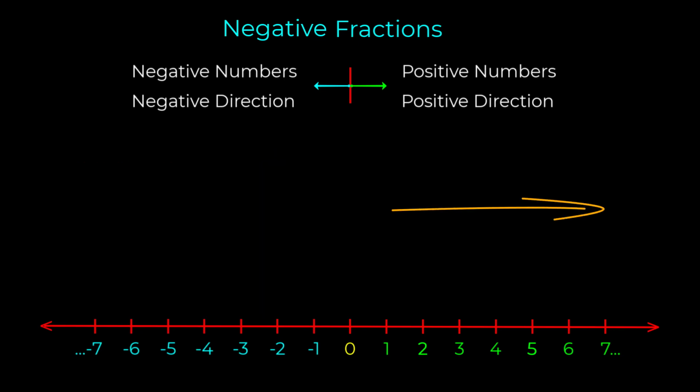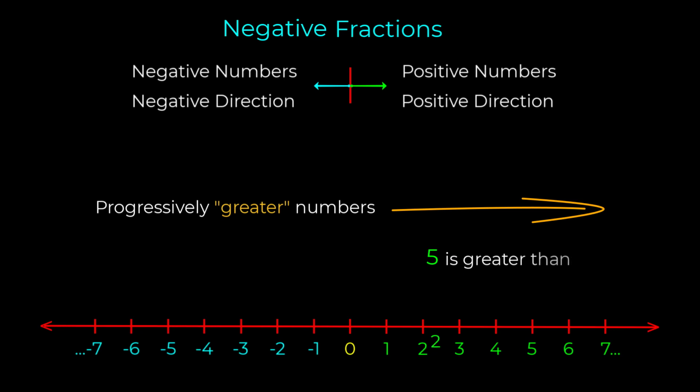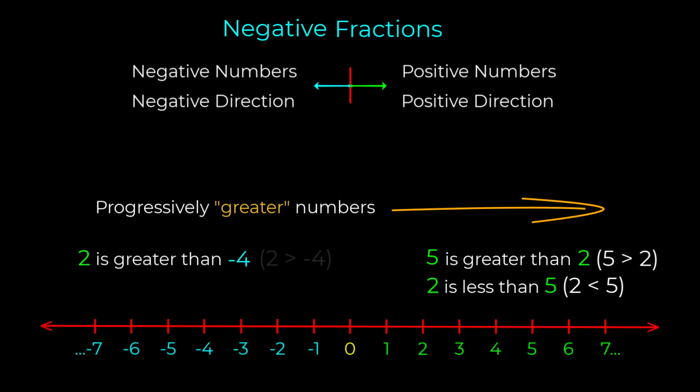As you go to the right on the number line, the numbers become progressively greater. Therefore, the number 5 is greater than the number 2, since 5 exists to the right of 2 on the number line. Conversely, 2 is less than 5, since it is to the left of 5 on the number line. By extension, 2 is greater than negative 4, since 2 is to the right of negative 4 on the number line. Conversely, negative 4 is said to be less than 2.